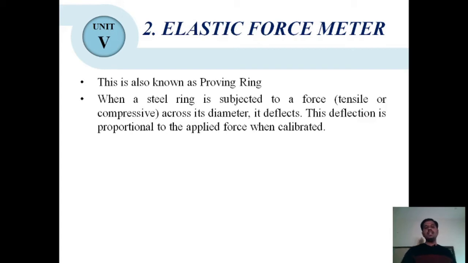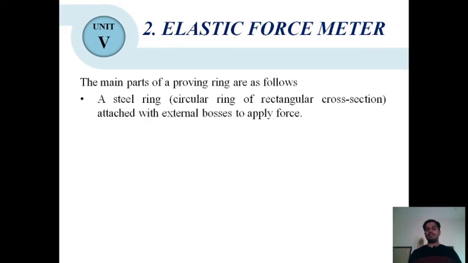When a steel ring is subjected to a force, it may be a tensile force or it may be a compressive force. The ring will have a diameter. As soon as we apply a force, automatically it will try to deflect. This deflection is proportional to the applied force when calibrated. So the deflection will directly give us the value of your force.